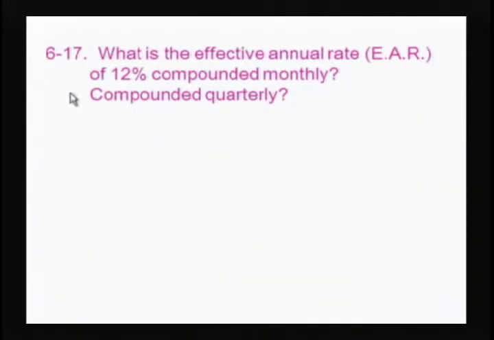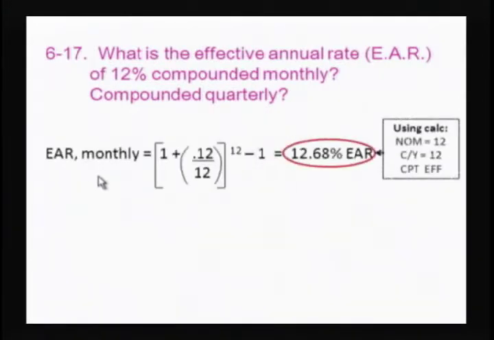617 says, what is the effective annual rate of 12% compounded monthly or compounded quarterly? The effective annual rate for monthly compounding takes 1 plus the monthly rate, which is this 12% APR, divided by 12 to get a monthly rate of 1%. So 1 plus the 1% monthly rate compounded out 12 times with the 1 taken back off is 12.68%, just like we saw in the previous problem.